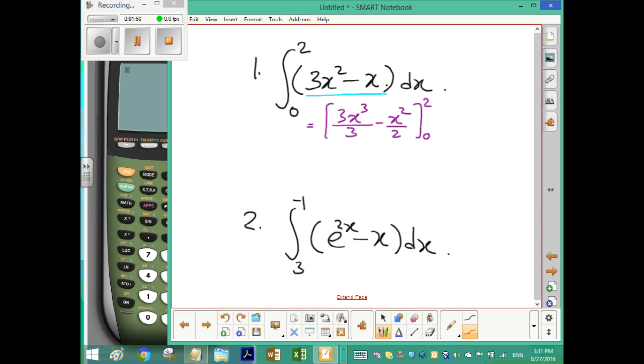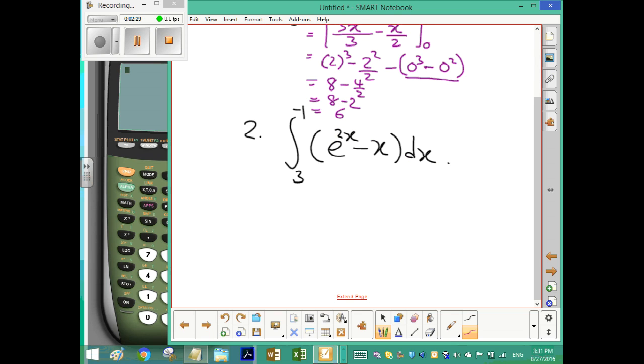So this is the definite integral from 0 to 2. Now I do the substitution, that is 2 cubed minus 2 squared over 2, minus 0 cubed minus 0 squared over 2. This part is basically 0, so I have 8 minus 4 over 2, so the answer is 8 minus 2, which is 6. That's it, the answer is 6.